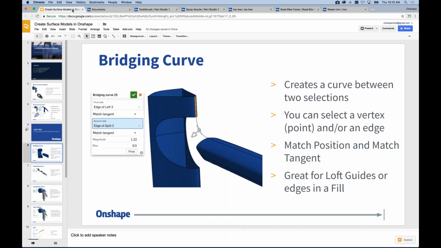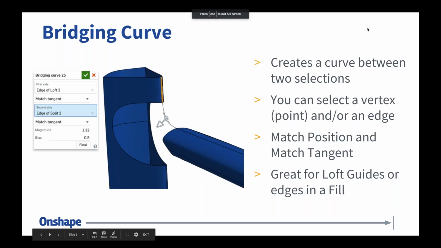All right, so I didn't mention it, but there's also a match position option in there. Match position will give you a straight curve between 2 points, a sharp transition. Now, match position is very useful if all you need is a straight curve between 2 points. But match tangent will give you the smooth transition between the edges or things that you select. So match tangent is more common if you're concerned about the smooth transition of your loft, or constructing those guides for your loft or edges for your fill. So that is the bridging curve command.